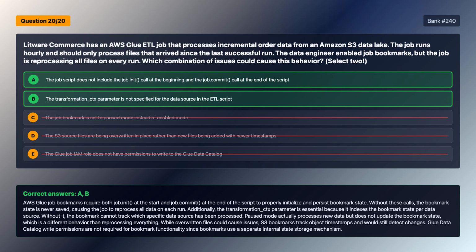Paused mode actually processes new data but does not update the bookmark state, which is a different behavior than reprocessing everything. While overwritten files could cause issues, S3 bookmarks track object timestamps and would still detect changes. Glue Data Catalog write permissions are not required for bookmark functionality since bookmarks use a separate internal state storage mechanism.